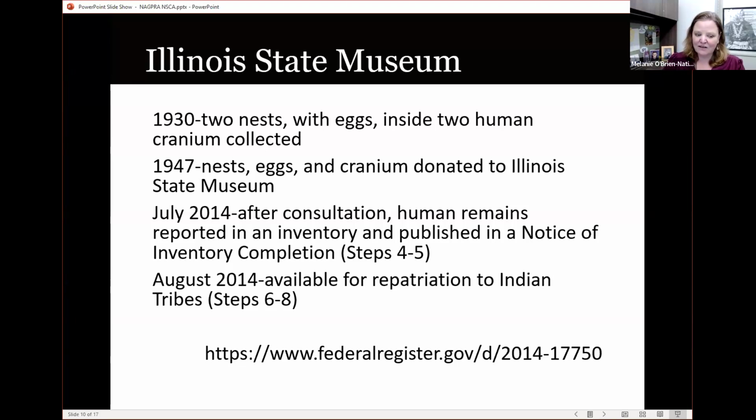The following month, in August of 2014, the human remains here were made available then for repatriation to Indian tribes. So then it allowed the Indian tribes that were connected to the human craniums to make those requests for repatriation under steps 6 through 8. So that's just a brief example for you. And again, you can use the Federal Register link to read the full story.